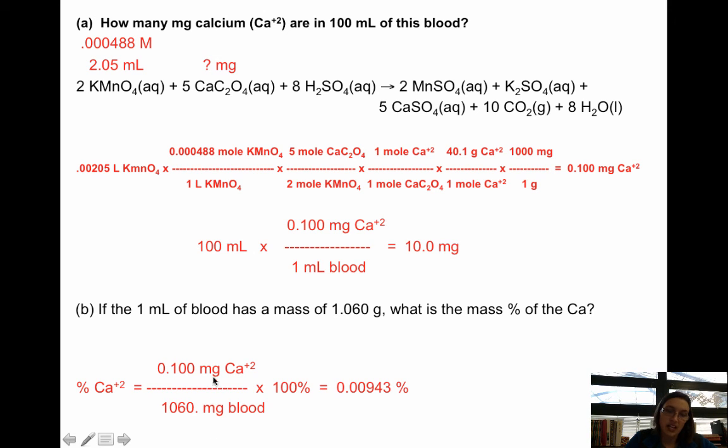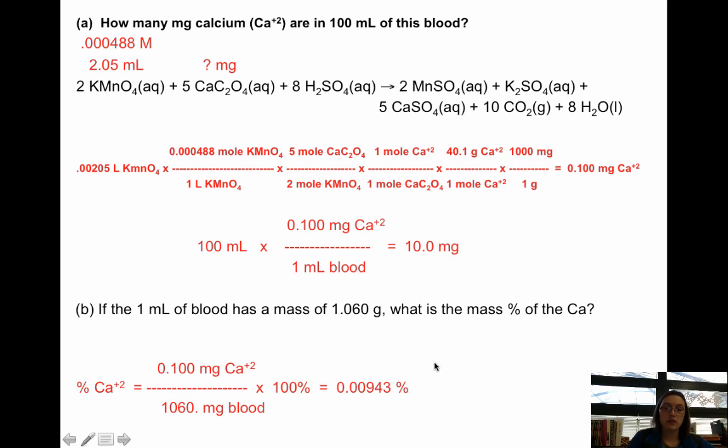Now it doesn't matter, I converted to milligrams. If you wanted to convert your milligrams of Ca2+ back to grams and use this 1.06, that's fine. It doesn't matter, they're going to cancel either way. But you're going to take your Ca2+ that you found, divide by the total mass of the blood sample, and multiply it by 100. And notice it's a very small number, and that's fine because you shouldn't have a lot of ions in your blood. So this is how you would find mass percent.